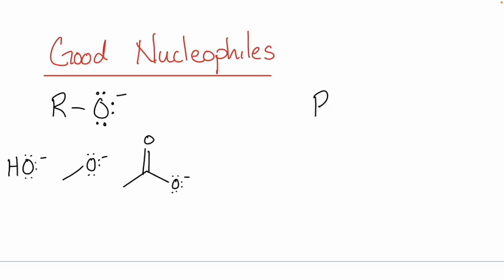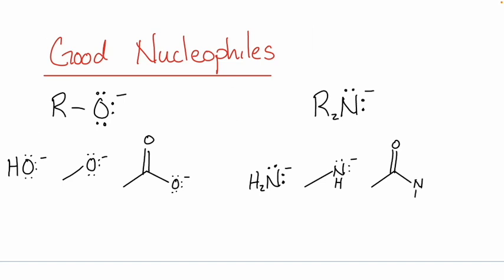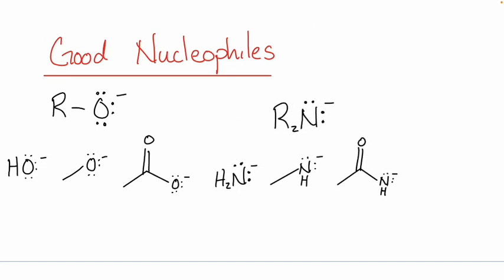We could also have a nitrogen with that net negative charge. So that could be an amide ion or a deprotonated amine. Or a deprotonated amide. Any one of these, right, where we see a nitrogen with a net negative charge, these would be good nucleophiles.